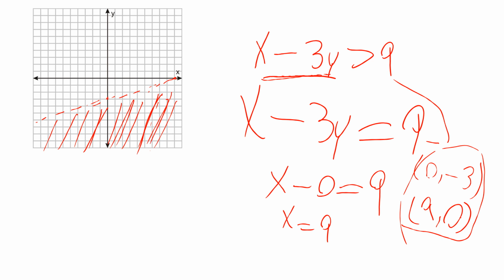So this is the correct graph. And remember, these dashed lines are important, since if we don't have them, it's not going to be a correct inequality. So that's how you graph inequalities on the Cartesian plane. Hopefully this video helped.